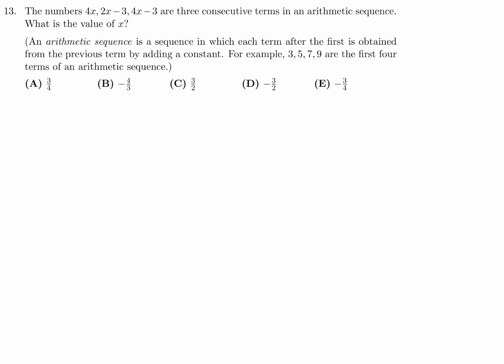The numbers 4x, 2x minus 3, 4x minus 3 are 3 consecutive terms in an arithmetic sequence. What is the value of x? 4x, 2x minus 3, 4x minus 3. And these are consecutive terms in an arithmetic sequence. And an arithmetic sequence is of the form a plus d, a plus 2d, and so on, a plus 3d.